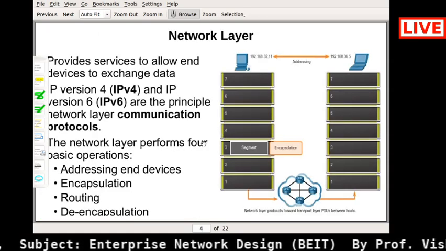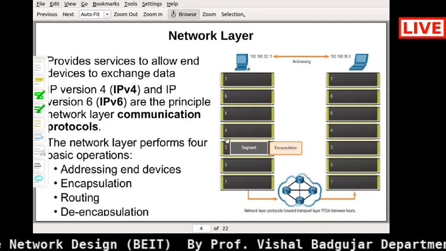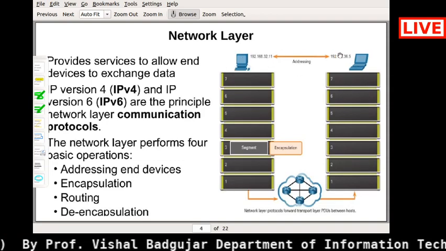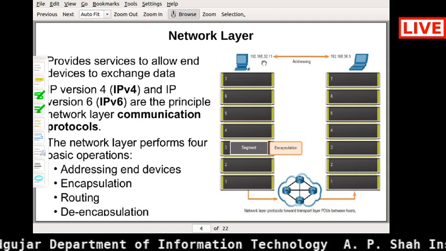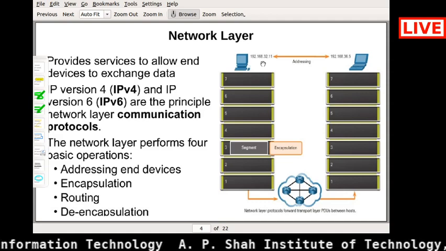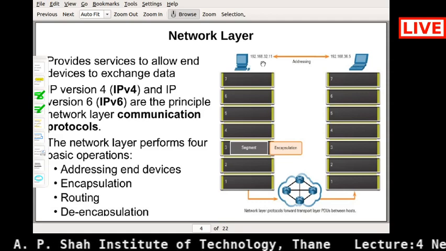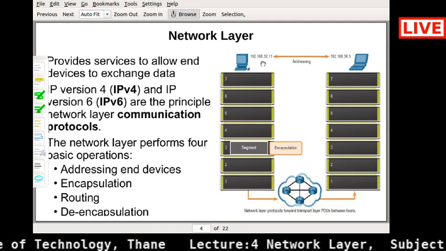Okay, so for the network layer in this OSI model of 7 layers, the logical addressing can be done here, with the help of IPv4 addressing. There are two types here, IPv4 and IPv6. These are communication protocols, we can call them.